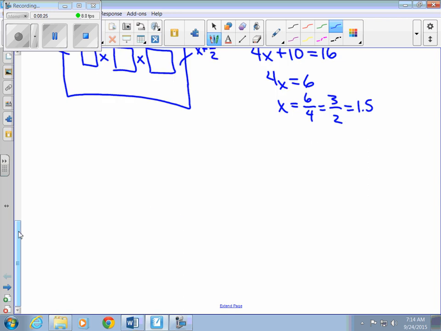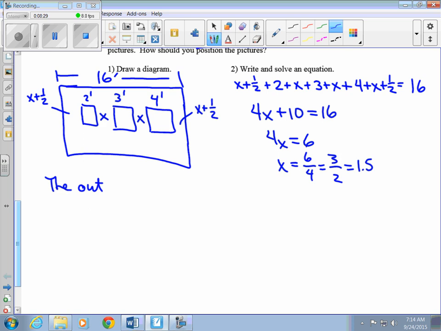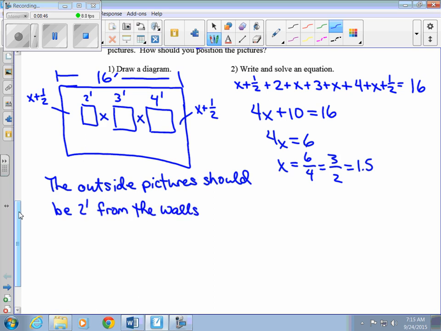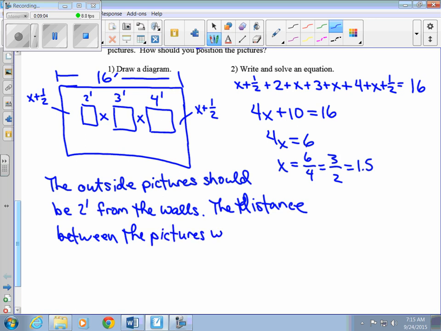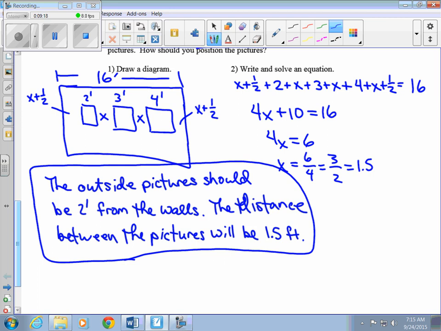So we need to write that out. We're going to say the outside pictures should be 2 feet from the walls. And the distance between the pictures will be 1.5 feet. Now you could write that in inches if you would rather do it in inches and calculate them all and say, well, it's going to be 24 inches from the wall and it's going to be 18 inches between the pictures. But however you would like to do that is fine.